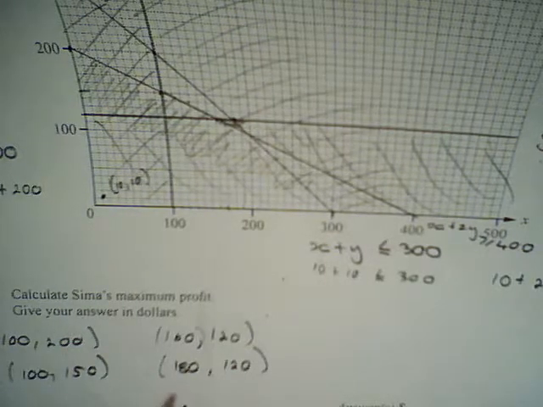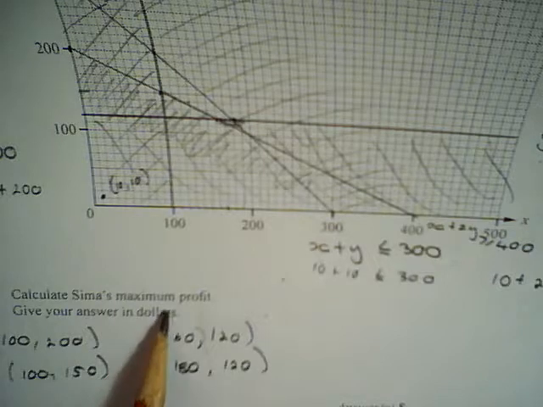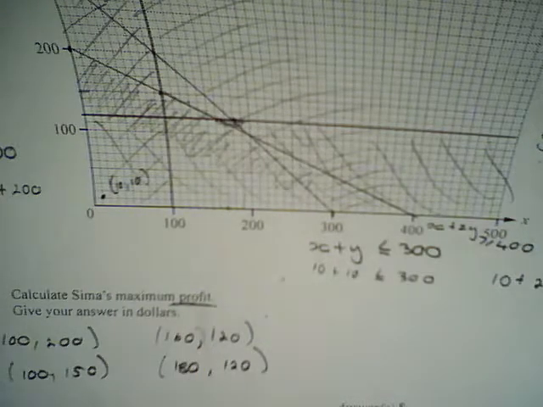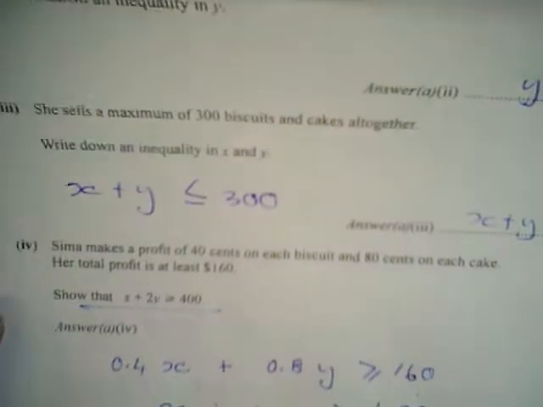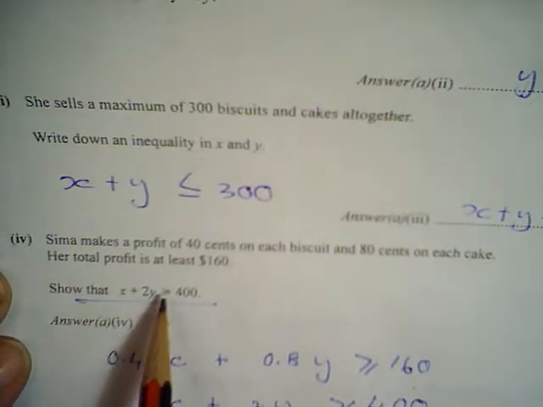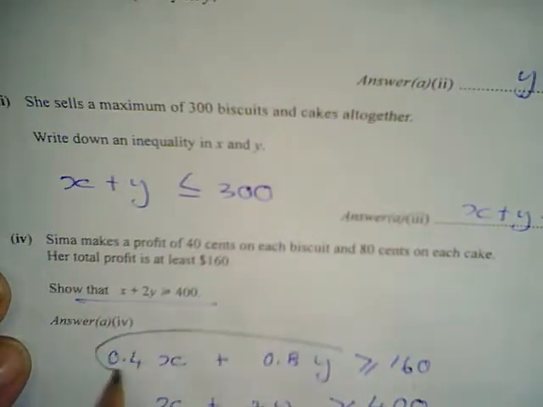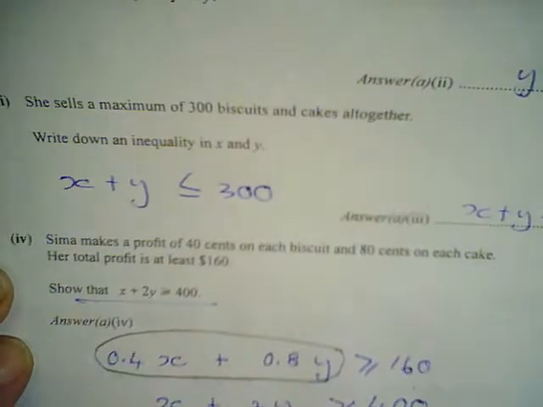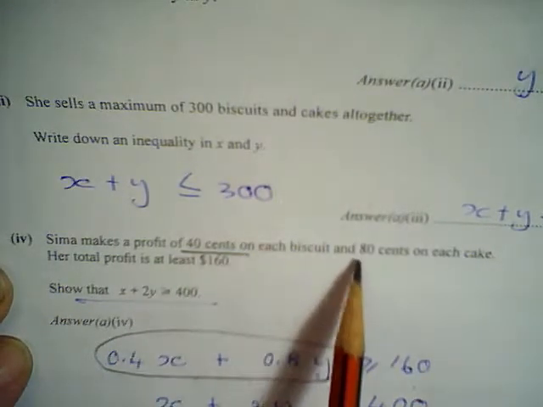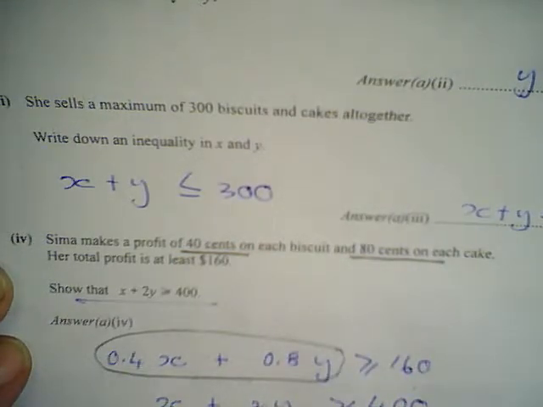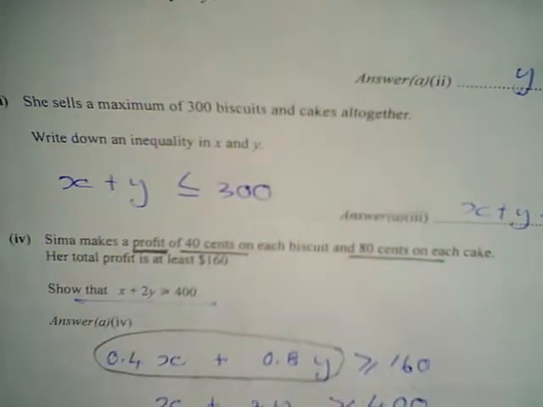Where do I substitute those values into? I need to substitute it into an equation. Probably this equation where we've had 0.4 because we sell the profit, and there we have an equation in terms of profit. So this is my equation in terms of profit. So I'm going to use that, 40 cents on each biscuit and 80 cents on each cake, and that is the profit that she's making. So we need to use that profit equation.